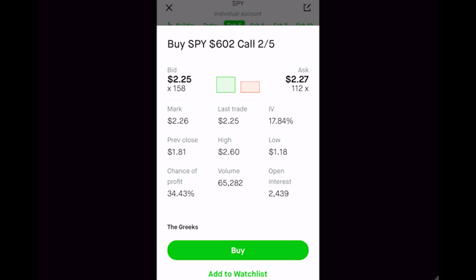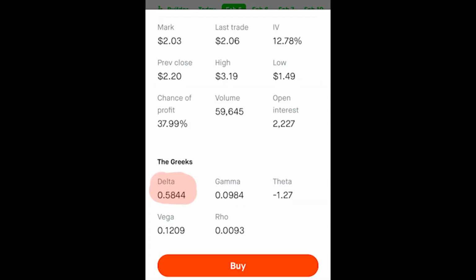Tip number 2, along with the customization, is to watch out for volume. Volume is important. Tip number 3 is going to be to watch out for the delta. Delta is how much money your contract's going to make you for every dollar that has gone up. So if the delta is 50, you're making 50 cents for every dollar that has gone up while you're holding that contract. It's important because you want to be able to calculate how much you're going to make per contract.